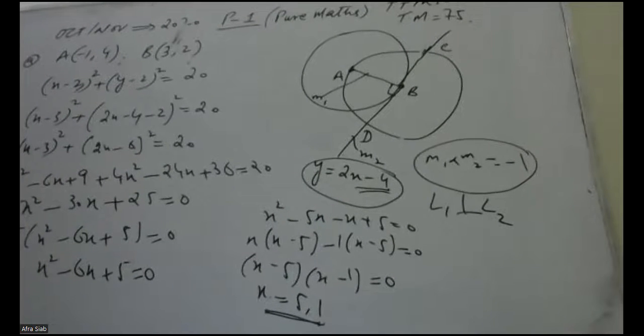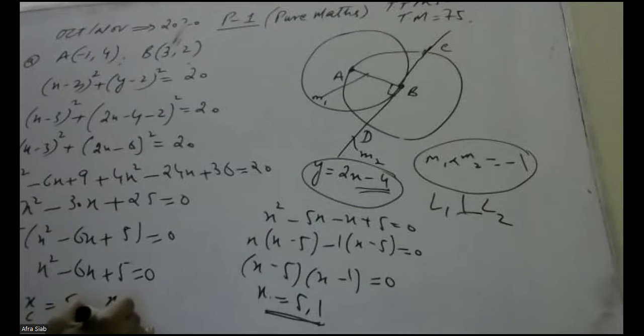Since C is after B and B's coordinate is 3, 2, the x coordinate of C is 5 and the x coordinate of D is 1. So these are the x coordinates of C and D.